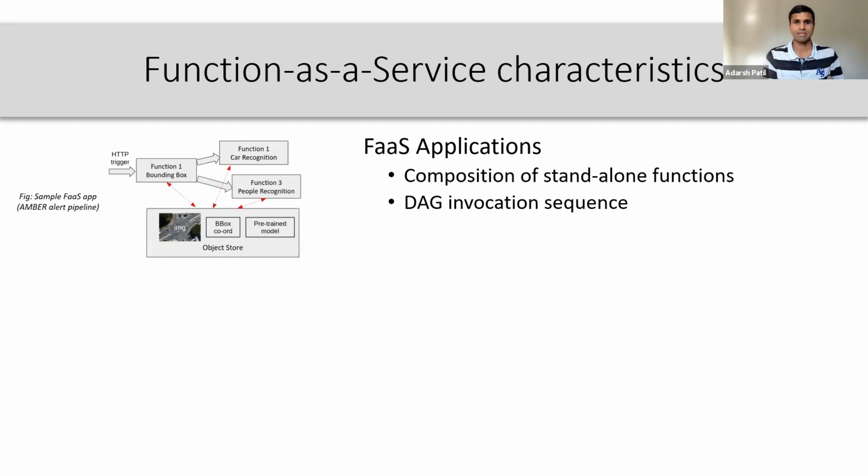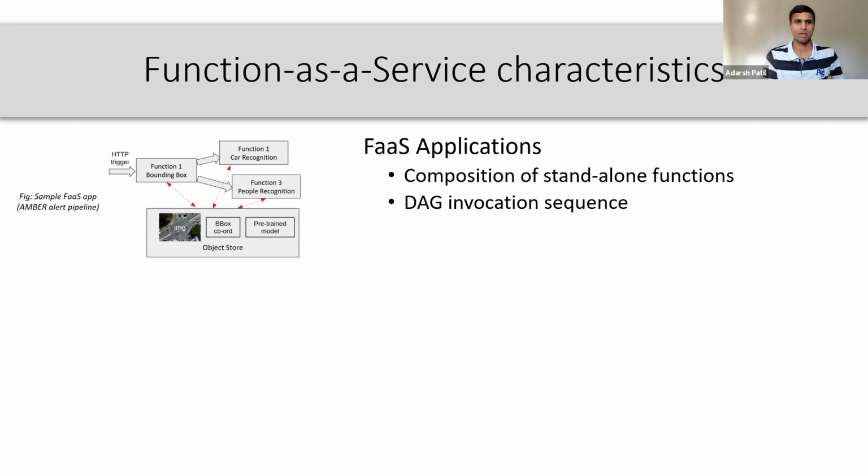An example of a FaaS application called the Amber Alert pipeline is shown in this figure. It has two stages. In the first stage, the bounding box function is triggered using HTTP. It draws bounding boxes around all objects in the image. In the second stage, two functions are called, which identify the type of the car or people located in each bounding box.